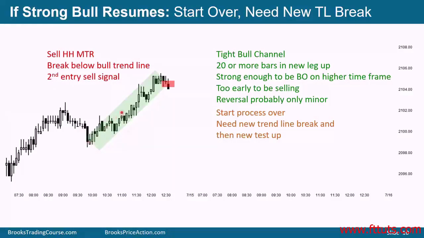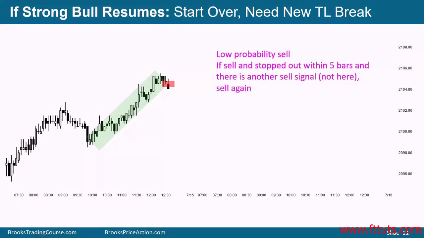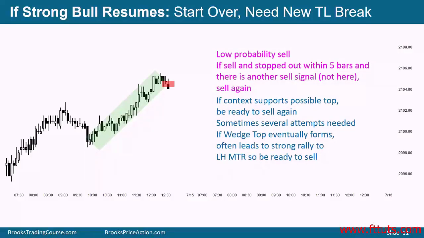Whenever you get a trend resumption lasting 20 or more bars, start the process over again. You have to again look for some sign of strength by the bears. If you did sell this and you were stopped out within 5 bars and then there's another sell signal later, that would be a higher probability sell, but that's not what's happening here, at least not yet.